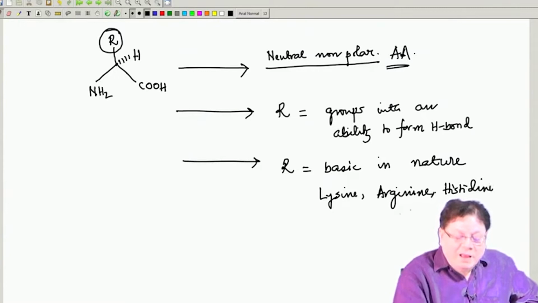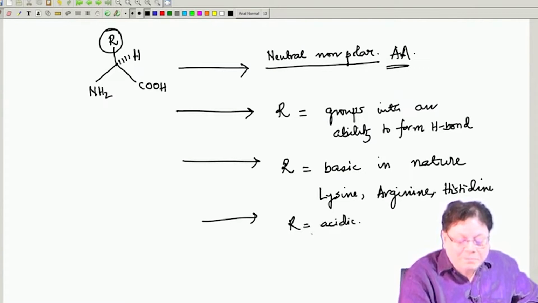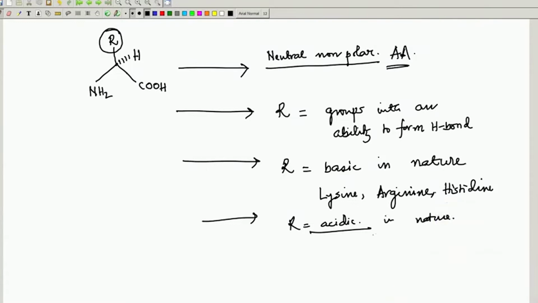Okay. And then you have acidic R groups. Acidic in nature means we are talking about strongly acidic in nature, not weakly acidic. That means the carboxylic acids. And in these there are 2 amino acids. One is aspartic acid and the other is glutamic acid.